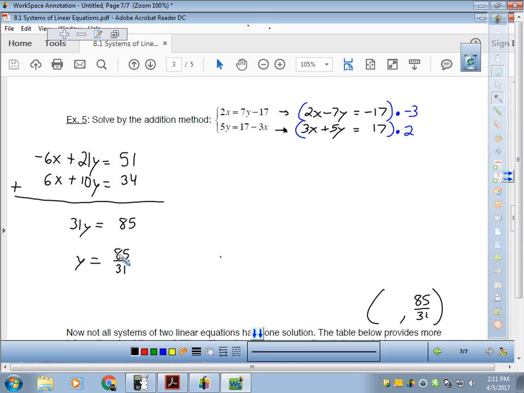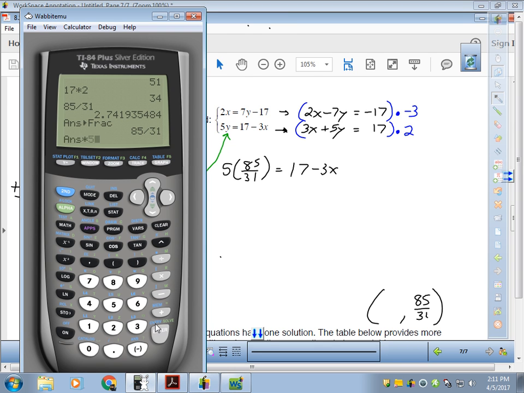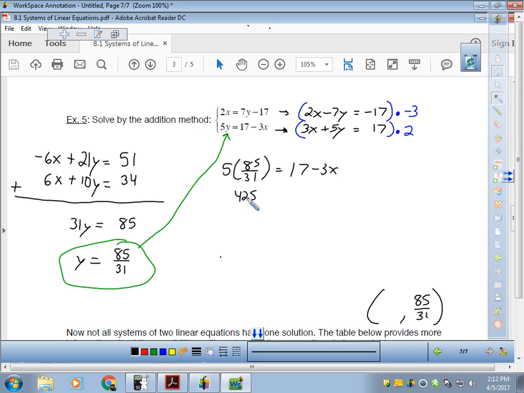To find my x, I need to plug this back in for y in one of my original equations. I think I'm going to plug it in for the y right here. So I'm going to have 5 times 85 over 31 equals 17 minus 3x. So I need to take this 85 over 31 and multiply it by 5, which, again, I'm going to get a fraction for. So that's 425 over 31 equals 17 minus 3x.